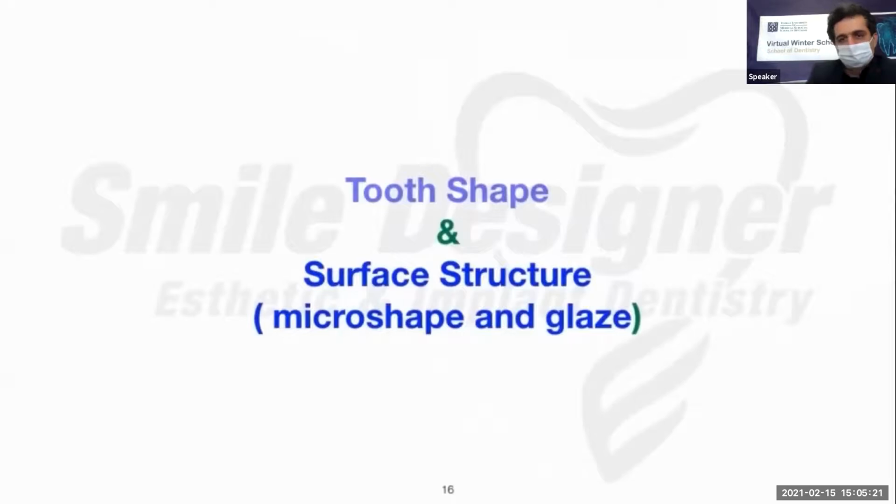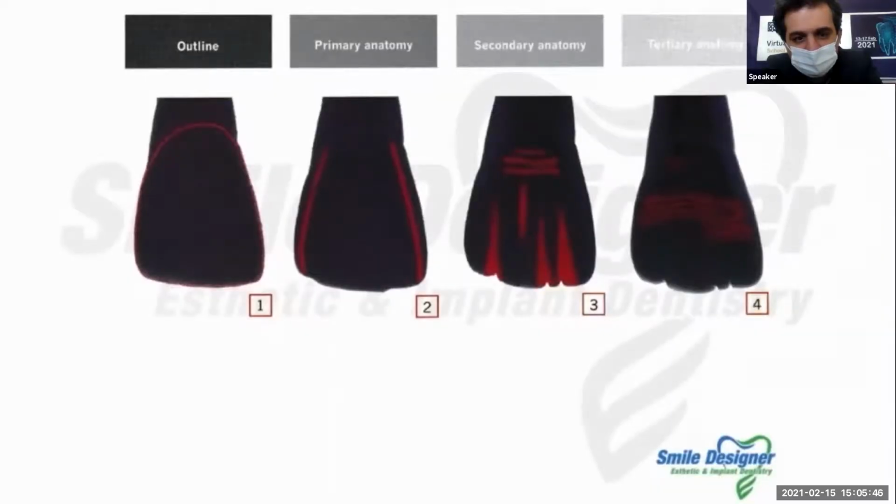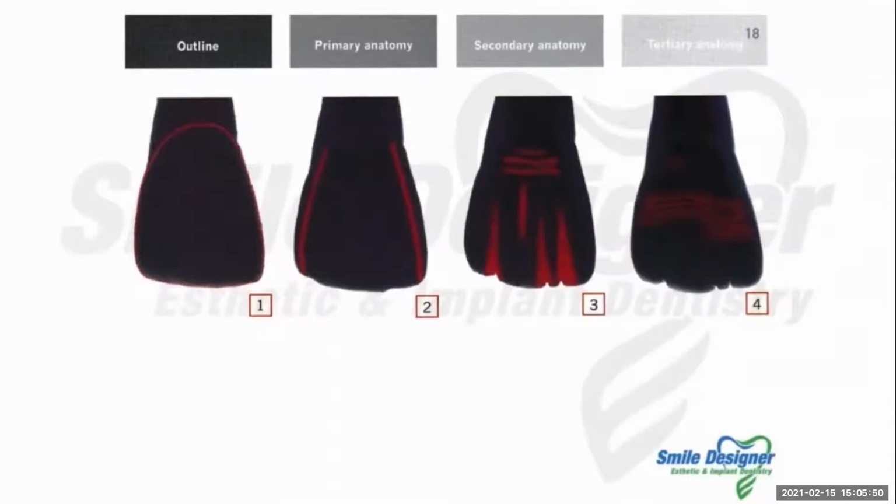Okay, talking about the surface structure. You can see in these photos the surface structures: outline, line angles, macro texture, and micro texture. Shaping and forming the anatomy should be done in 4 steps. In stage 1, form the generic shape of the anatomy. In stage 2, create line angles and 3 plans of the tooth as a primary anatomy. In stage 3, create macro textures, which define the secondary anatomy, and finally stage 4 is optional and creates microtexture as a tertiary anatomy.